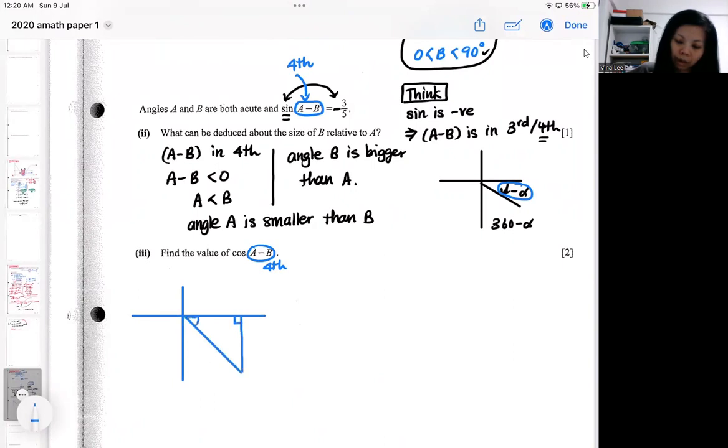So this will be my angle A minus B. Okay, so being in the fourth quadrant, I'm going to use this part. This is the opposite. This is the hypotenuse. So the opposite is 3. The hypotenuse is 5. And you do Pythagoras' theorem, you will get 4. So you apply the formula.